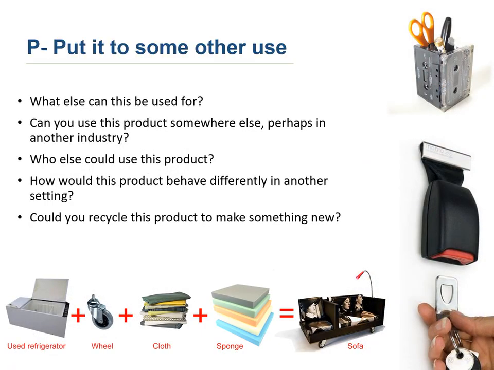P in Scamper stands for put to some other use. Think of ways your product can be used differently. Ask yourself the following questions. What else can this be used for? Can you use this product somewhere else, perhaps in another industry? Who else could use this product? How would this product behave differently in another setting? Could you recycle this product to make something new?